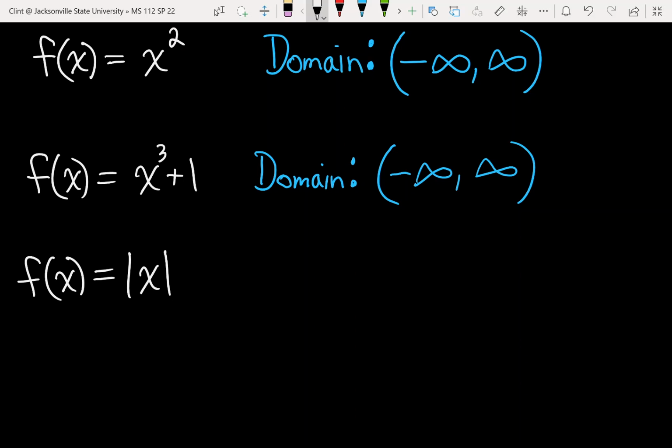The absolute value of x. It doesn't matter what we put in there. We can get an answer out. And so, again, the domain's all real numbers, or in interval notation, the whole number line, negative infinity to positive infinity.